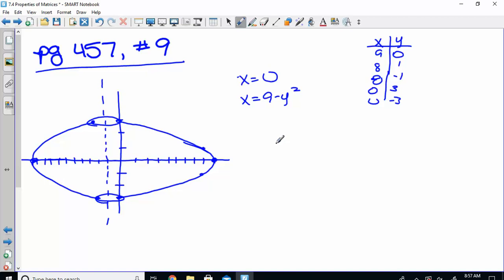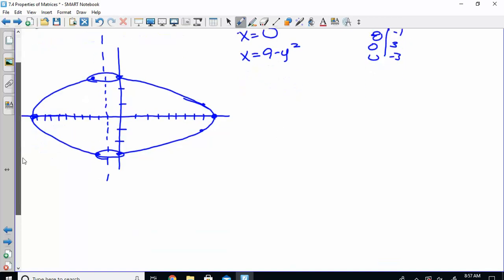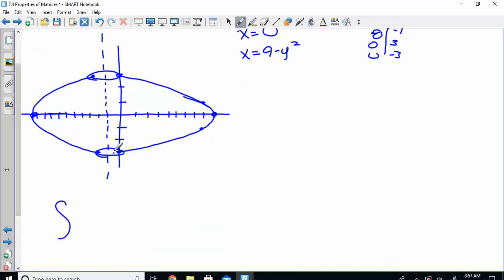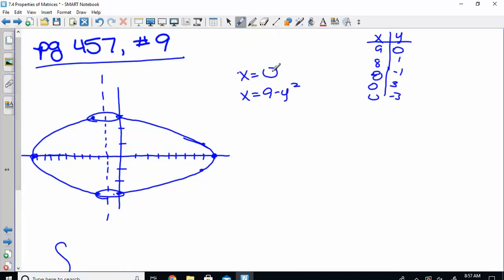We need to find, would I integrate with respect to x's or y's on this one? If it's a vertical line that we rotate around, we usually do it in terms of the y's. Okay, so I need my highest and lowest y value. What are those? 3 and negative 3. It's when these things are equal, so if you set those equal, it's when 0 equals the 9 minus y squared. So y squared equals 9. So you're plus and minus 3.